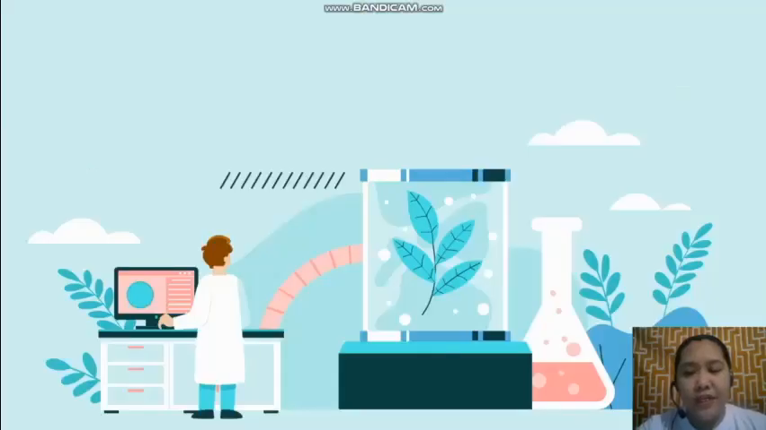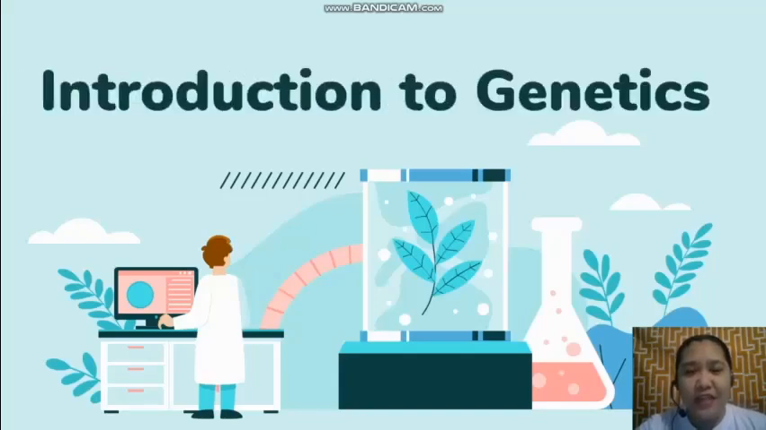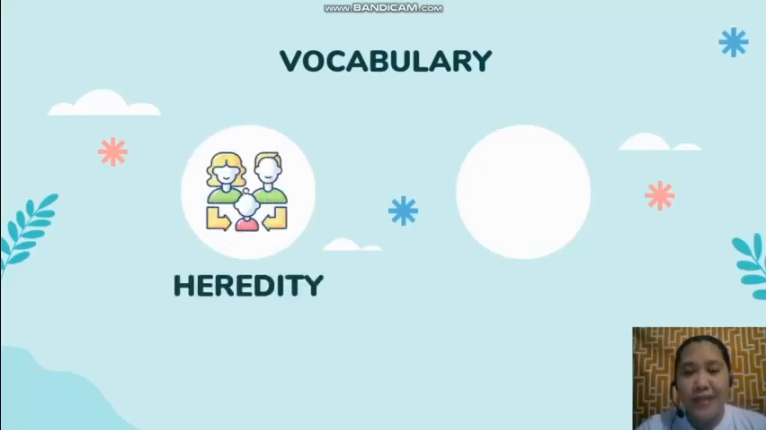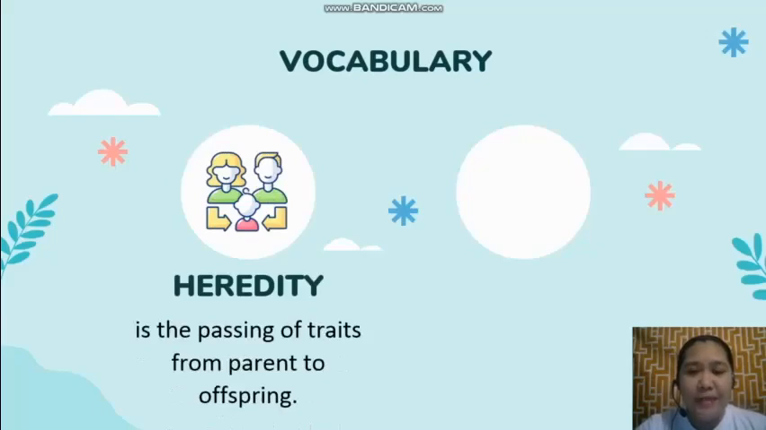As part of our enabling competency for weeks 4 and 5, let us have the simple introduction to genetics. Let us start with the different terms that you will need to remember for this particular part of our lesson. So the first term is heredity. So when we say heredity, it is the passing of traits from parents to the offspring.